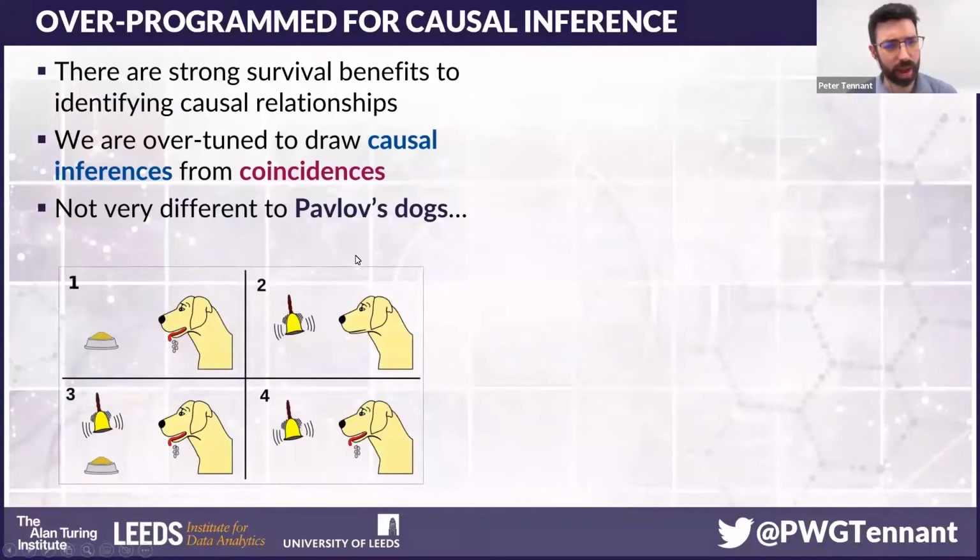And in that sense, we are not actually very different to the animal world. We're not very different to Pavlov's famous dogs, who learned to associate the ringing of a bell with the arrival of food and therefore began salivating simply when they heard that noise. We have a tendency to do the same, to infer causality from coincidence.